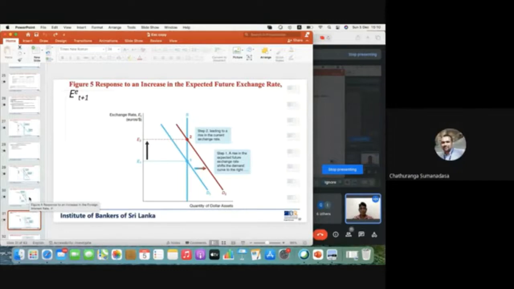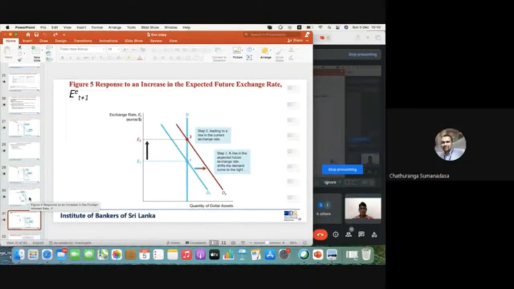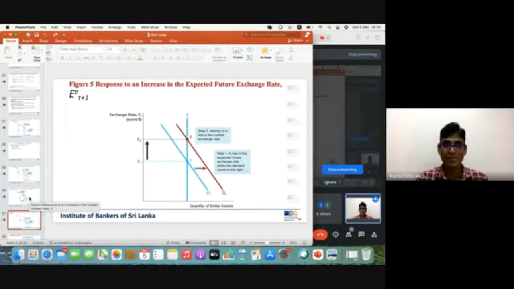An increase in the exchange rate means an appreciation, and a decrease in the exchange rate means a depreciation. You have to always think about it this way: when we say increase, that's appreciation we are talking about. When we say decrease, it's a depreciation we are talking about. Clear?